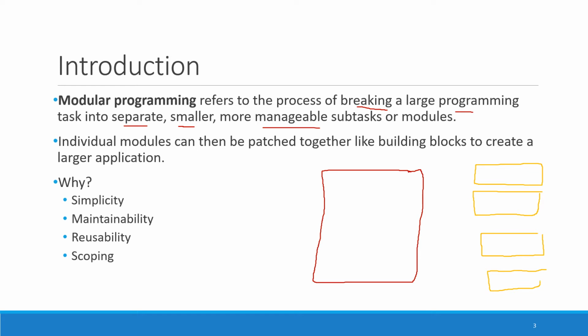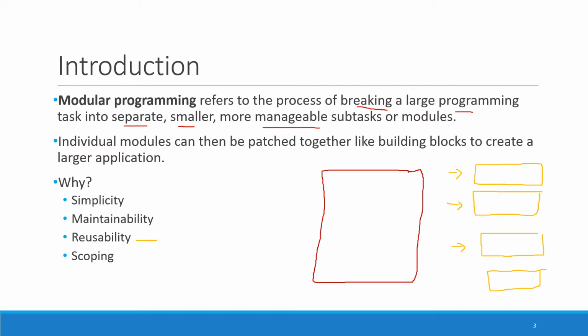Well, why do we need this type of programming? It's pretty simple. It makes the big program or big application you're trying to develop so much simpler. Second, it's the maintainability. If you want to maintain any one of these subprograms or submodules, it will be much easier, and they are going to be independent from each other. So it's much easier than trying to fix a large program.